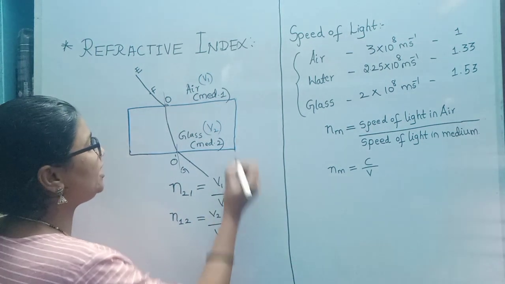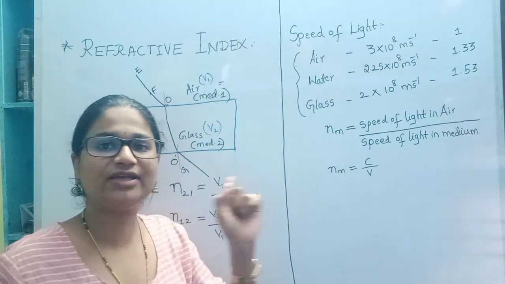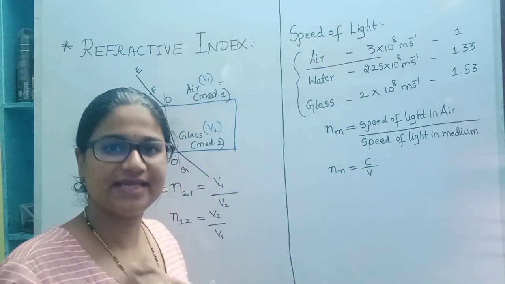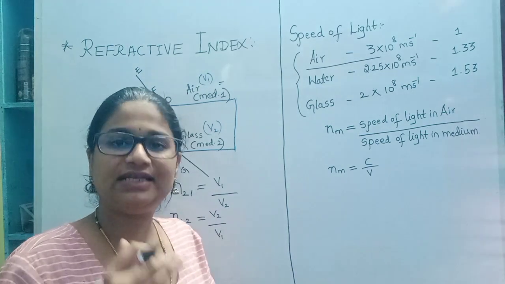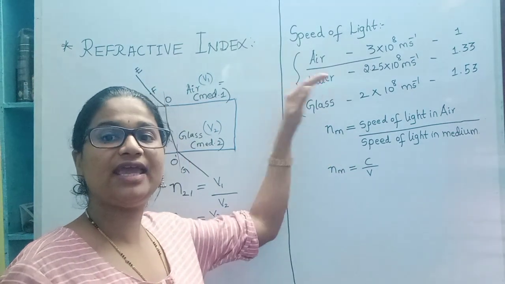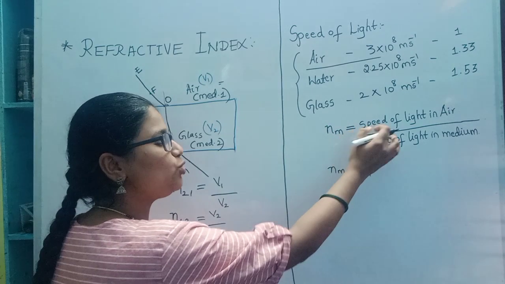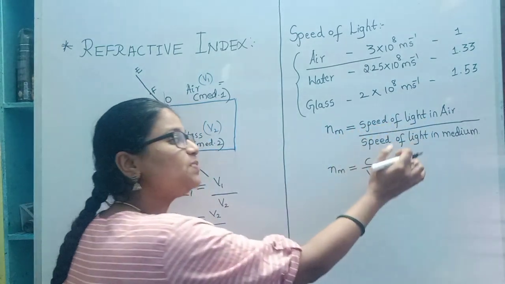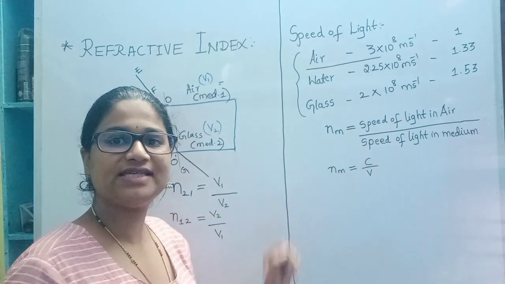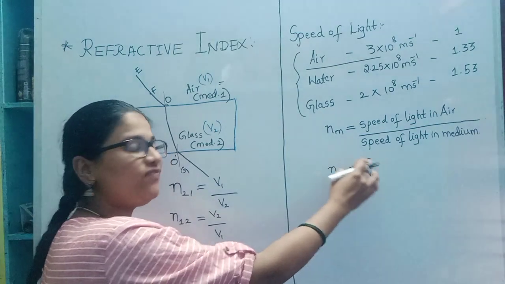So let us consider v1, that is air. We know the speed of light in air or a vacuum will be constant, and it is given by a standard value 3 into 10 raised to 8 meter per second. So if we want to find the refractive index of any medium with respect to air or a vacuum, we can write it as: refractive index of a medium is equal to the speed of light in air divided by the speed of light in the medium. The speed of light in air is represented by lowercase c, constant, divided by the speed of light in the medium.